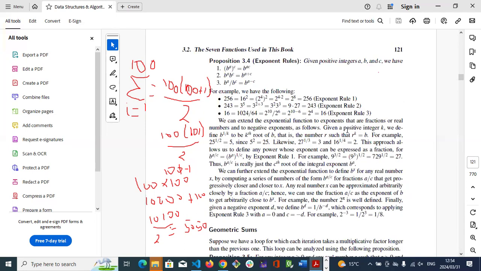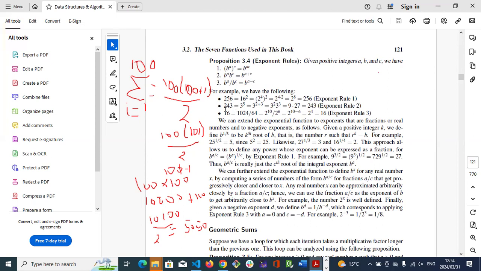The exponent rules are, given positive integers a, b, and c, we have b to the power of a, all in brackets, to the power of c. We can as well say b to the power of a times c. If it's b to the power of a times b to the power of c, you can just say it is the same as b to the power of a plus c. If b to the power of a divided by b to the power of c, you can say b to the power of a minus c.